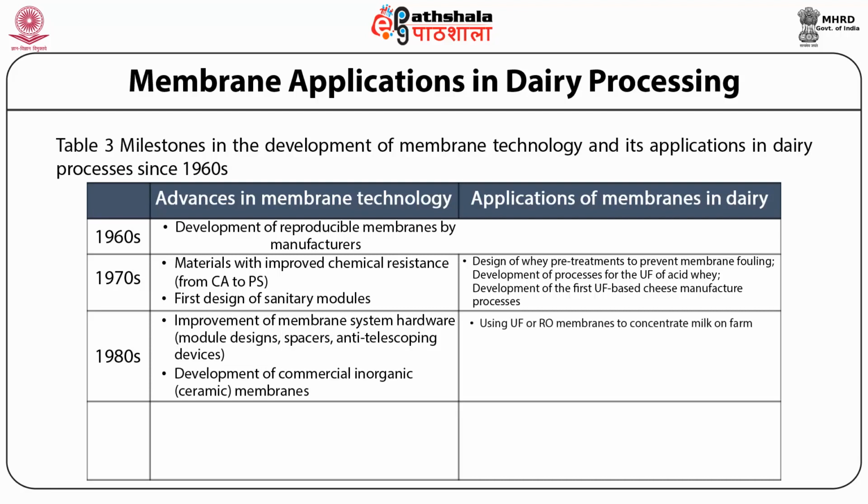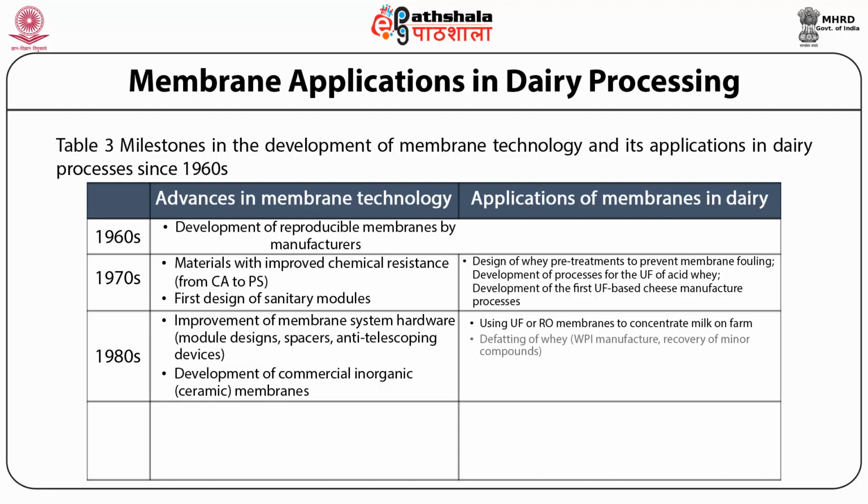So using UF and RO membranes to concentrate milk on farm. They used RO membranes to concentrate the milk at the farm level, so that most of the water will be removed and the bulk will be reduced.